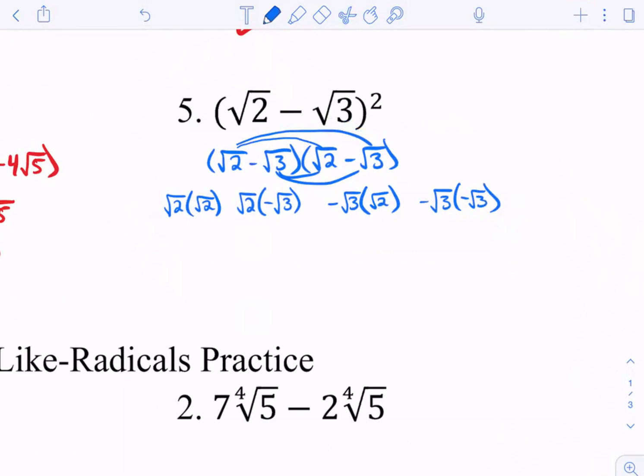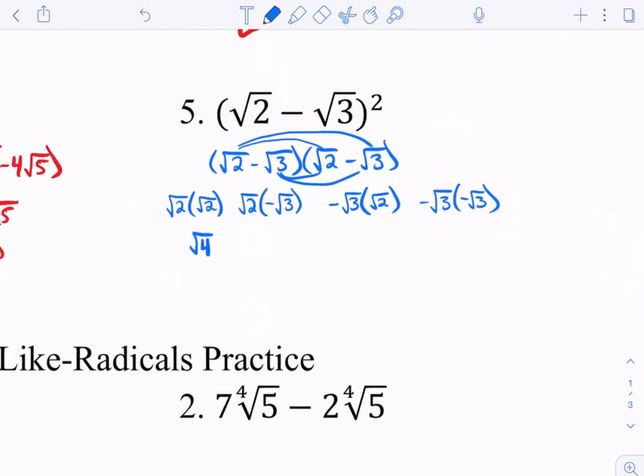So rad 2 times rad 2 is rad 4. Or you could say square root of 2 times the square root of 2 is square root of 4. Then a positive times a negative is a negative. 2 times 3 is 6. Negative times a positive is a negative. 3 times 2 is 6. And then a negative times a negative is a positive. 3 times 3 is 9. Because notice, all of them are inside the radical. So I'm allowed to multiply them together.